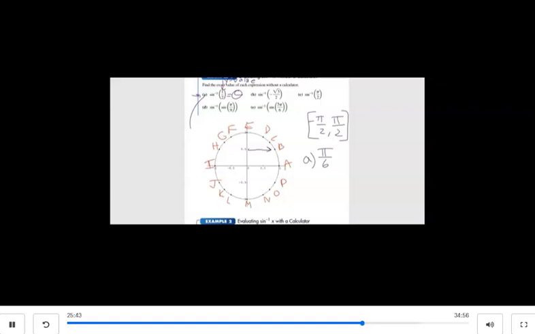How about the next one? Letter B. Sine inverse negative radical 3 over 2. Well, that's negative 1/2, and that's negative radical 2 over 2. So negative radical 3 over 2 is here. And if I have to go to the right, it's right there. But don't you dare call it 5 pi over 3, because that is outside the range of the inverse sine function. It would be negative pi over 3.